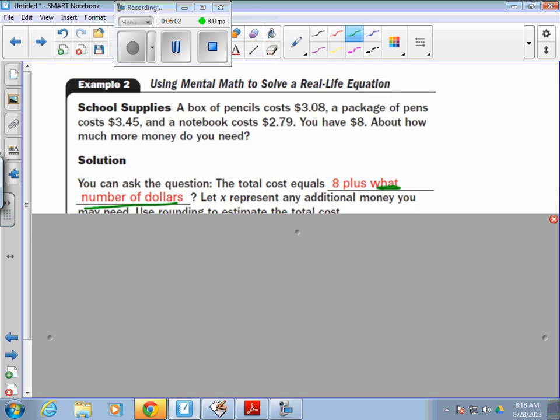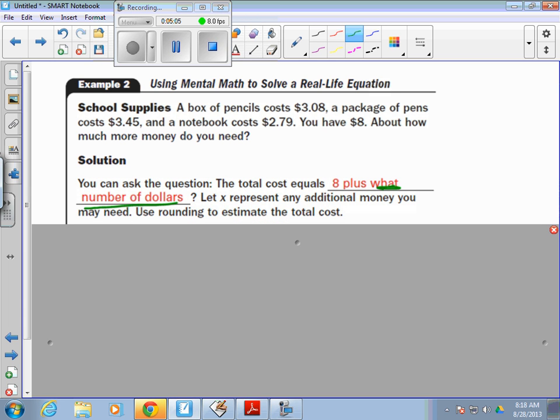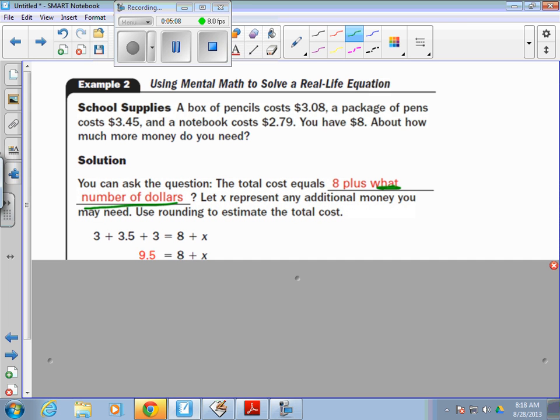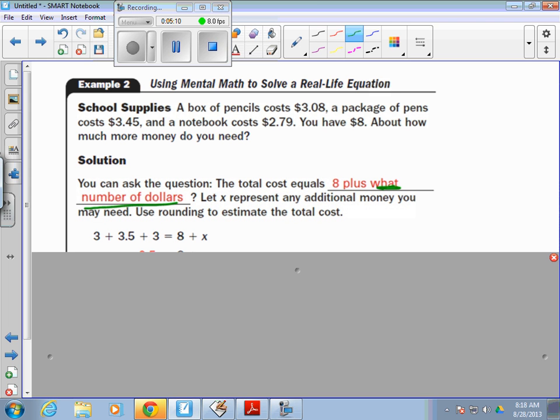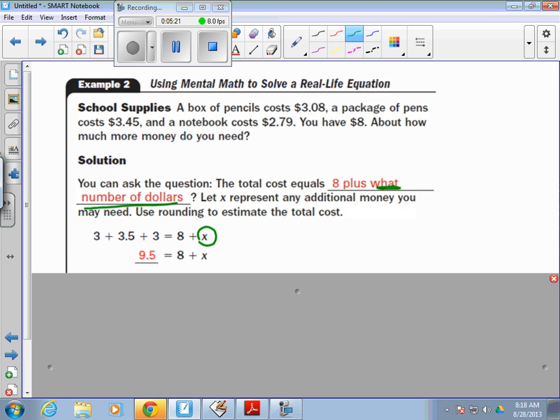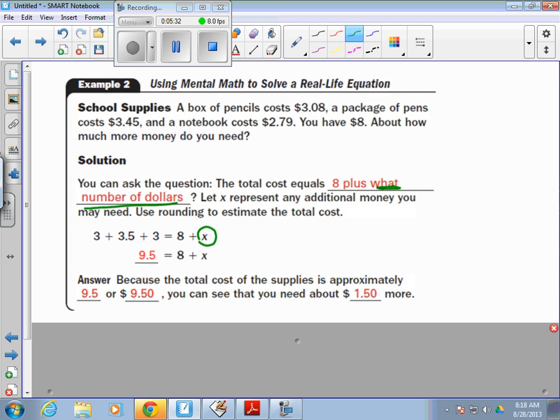So it says let x represent any additional money you need, and we're going to use rounding to estimate the total cost. So we have 3 plus 3.5 plus 3 equals 8, because that's the amount of money we have, plus how much? How much we need? x is an unknown amount. So when we add up 3 plus 3.5 plus 3, we get 9.5. So 9.5 equals 8 plus x. 8 plus what equals 9.5? So it says because the total cost of the supplies is approximately $9.50, you can see that you need about $1.50 more.